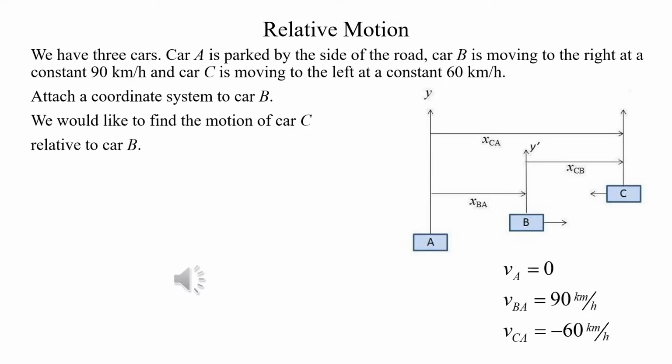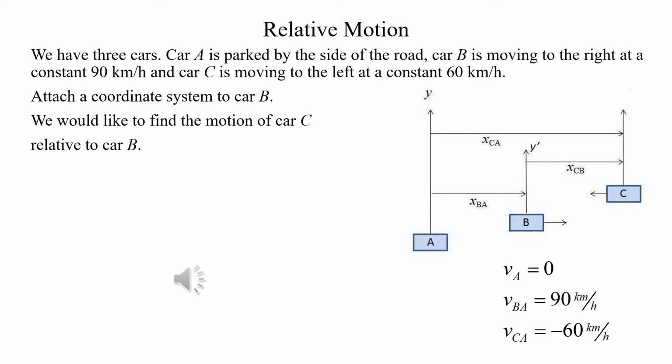Here's another example with an illustration. We have three cars. Car A is parked by the side of the road. Car B is moving to the right at a constant 90 kilometers per hour, and car C is moving to the left at a constant 60 kilometers per hour. We're going to attach a coordinate system to car B, and that's the x prime, y prime. We'd like to find the motion of car C relative to car B.